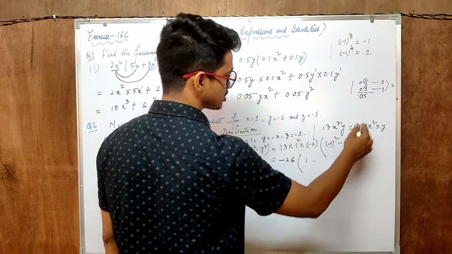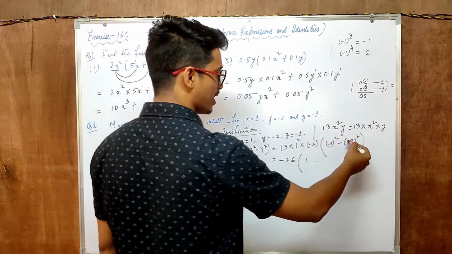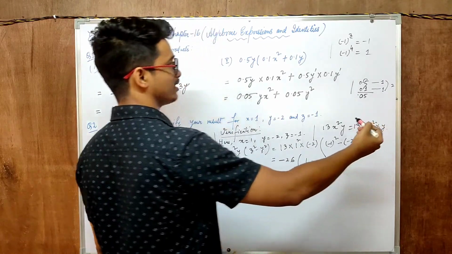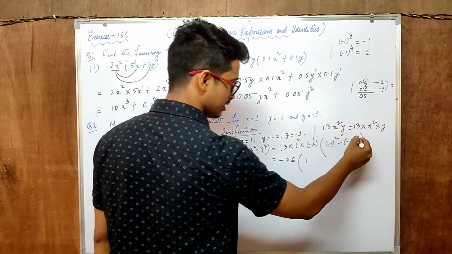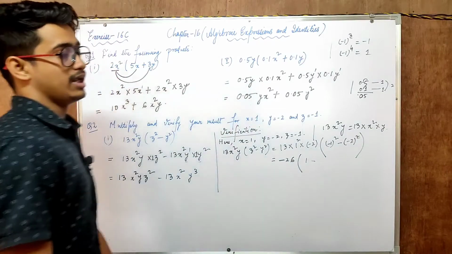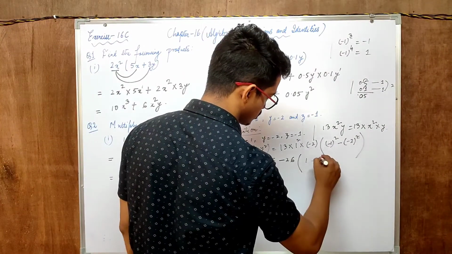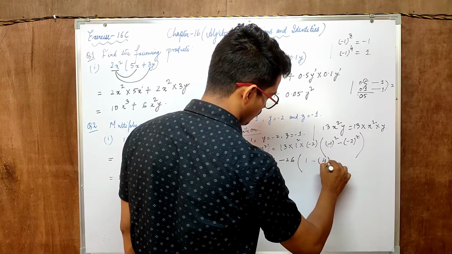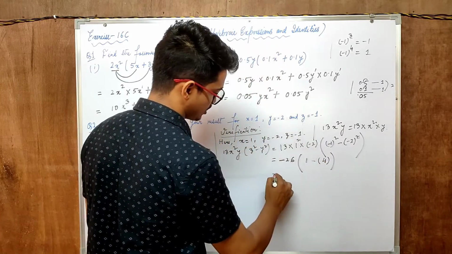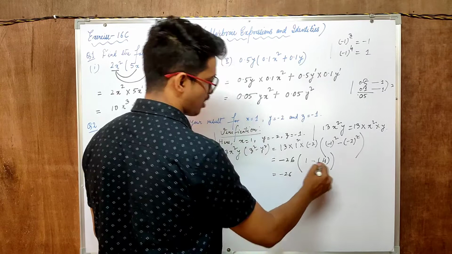After that, -2 square. So I know that minus of anything, when this is an even number, the result will be plus. So 2 square is 4. After that, minus 26 and 1 minus 4.